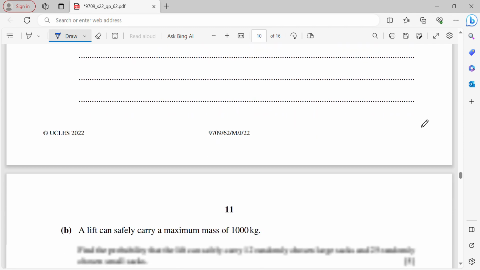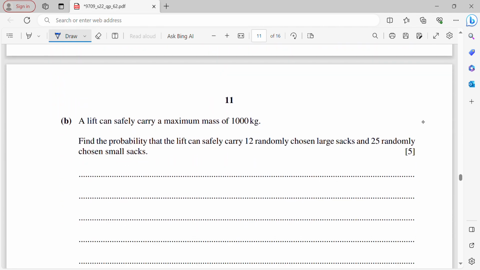Now, next part B. A lift can safely carry a maximum mass of 1000 kilograms. Find the probability that the lift can safely carry 12 randomly chosen large sacks and 25 randomly chosen small sacks. So it means that now you need to get P of 12 large, L, plus 25 small, maximum is 1000, means less than or equal to 1000.